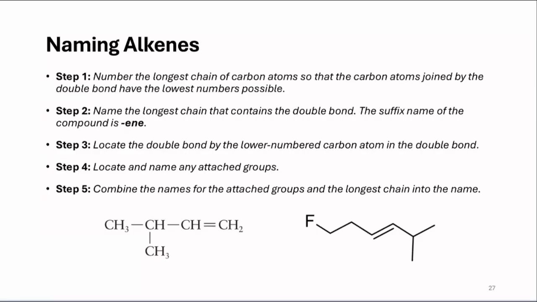We have to locate the first carbon in the carbon-carbon double bond, and we are going to write that number preceding the root and the ending. If there are substituents in the molecule, they're going to be written as a prefix, like we learned before, giving their location and additionally their name. Let's look at the two examples that we have at the bottom of the slide.